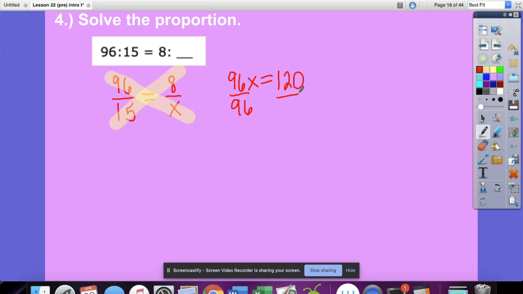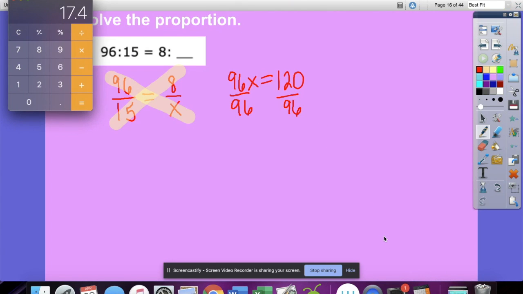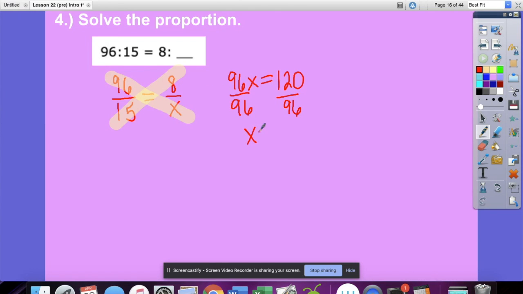In order to figure out my answer, I would have to divide both sides of my equation by 96. So if I do 120 divided by 96, you can see I'm going to get an answer of 1 25 hundredths, or 1 1/4.